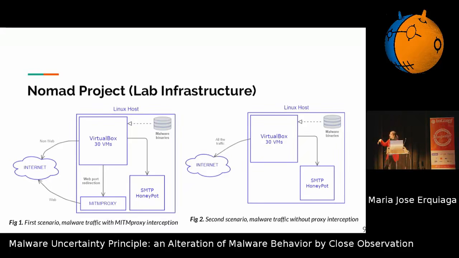We also have a honeypot, and we have a database with all the binaries that we are using for the malware. So we copy the binaries to the server, and then we execute them in the virtual machines. The second scenario is almost the same as the first one, but we don't have any port redirection, so the traffic goes directly to the internet.